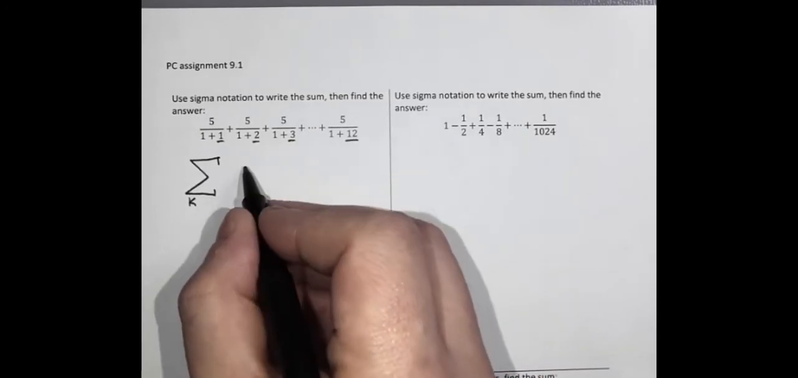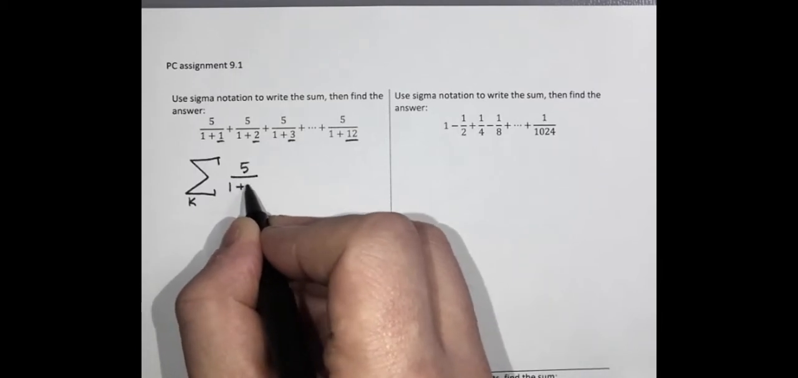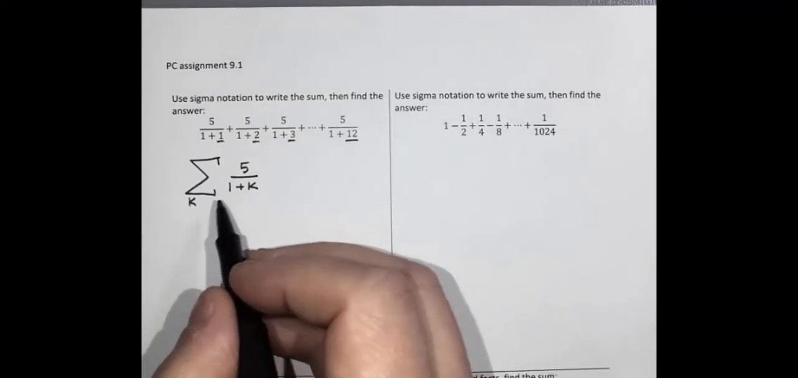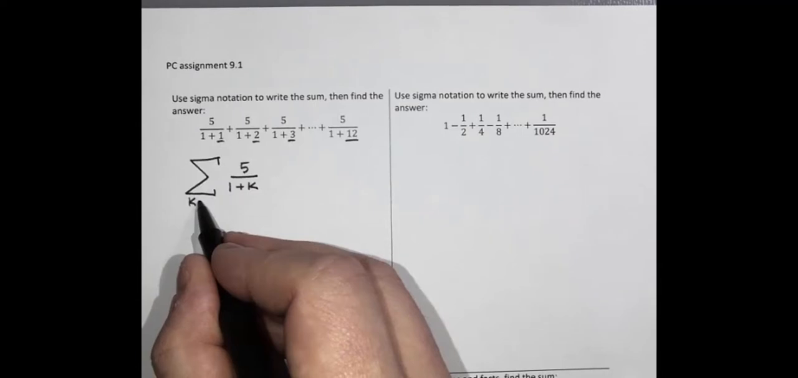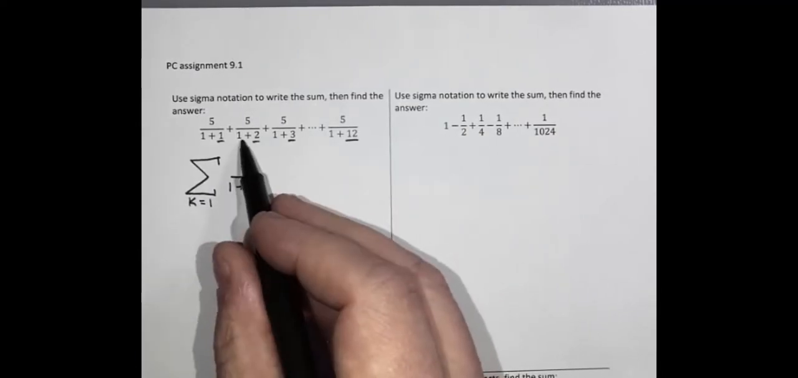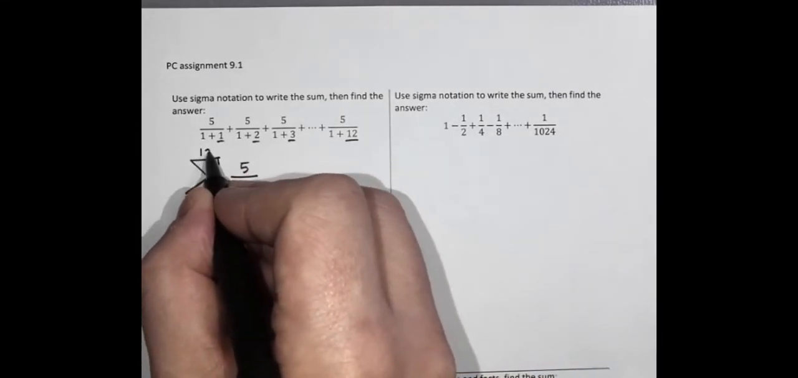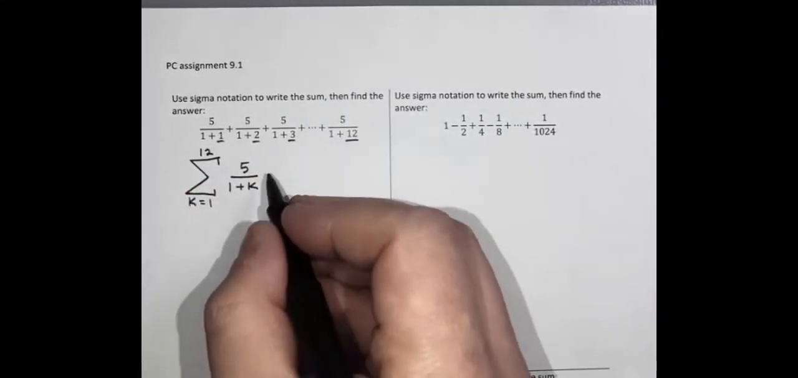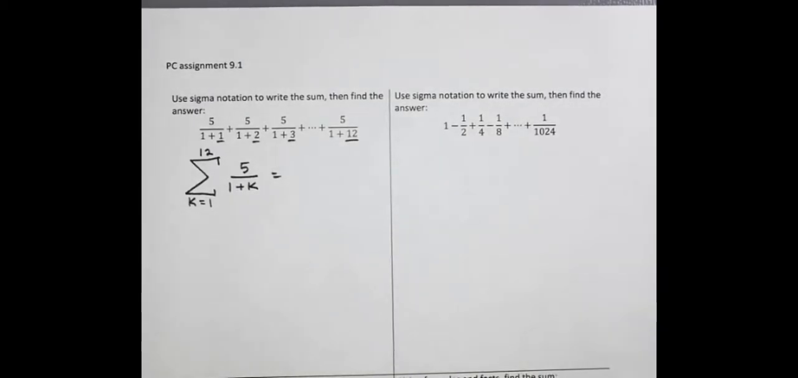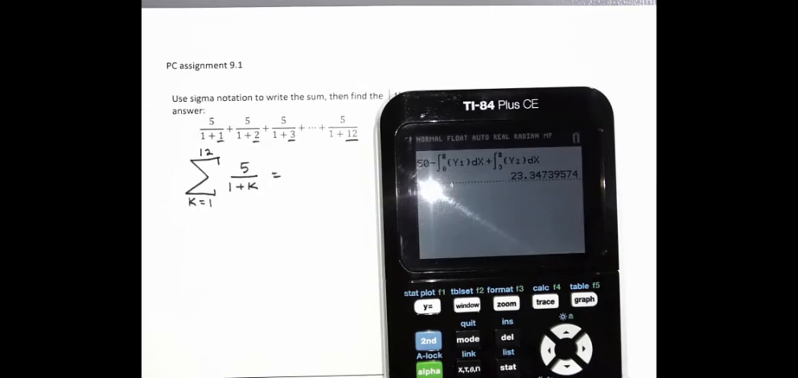So when I set this up, I'm going to say it's 5 over 1 plus k. I like to check it real quickly here too. If I do k equals 1, I get 1 plus 1. K equals 2, I get 1 plus 2. Everything's nicely set up. And the top number, of course, is where I stop. So that's 12. The problem also asks us to find the sum, so I'll use the calculator for that.